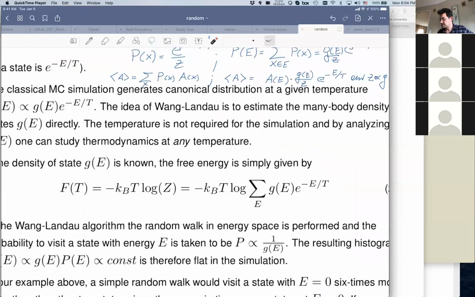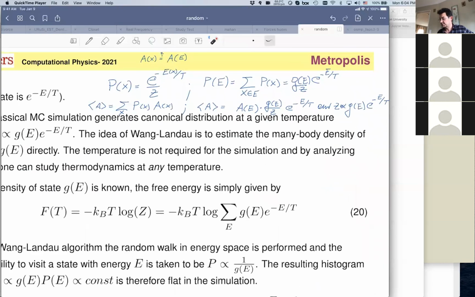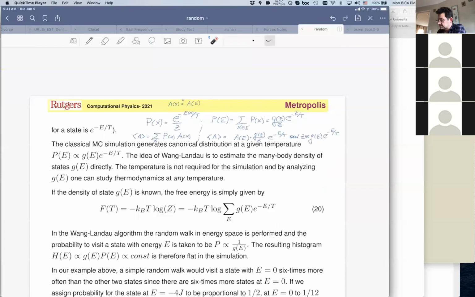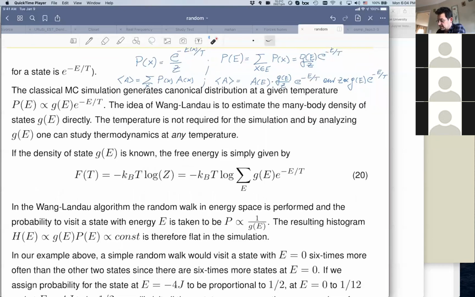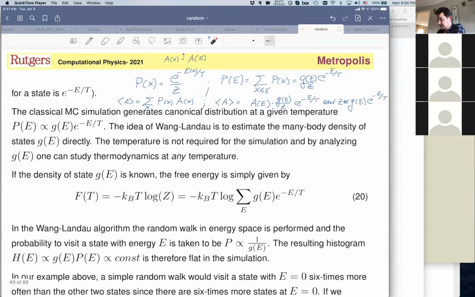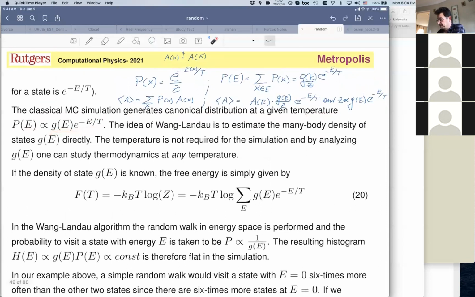Now, once more, I want to show you how the classical Monte Carlo simulation generates the canonical distribution at a given temperature, which has probability P of E equal to the number of states at this energy times e to the minus E over T. So again, how do you see that? Because our distribution for a generic state P of x has to be Boltzmann, isn't that? e to the minus E of x over T.